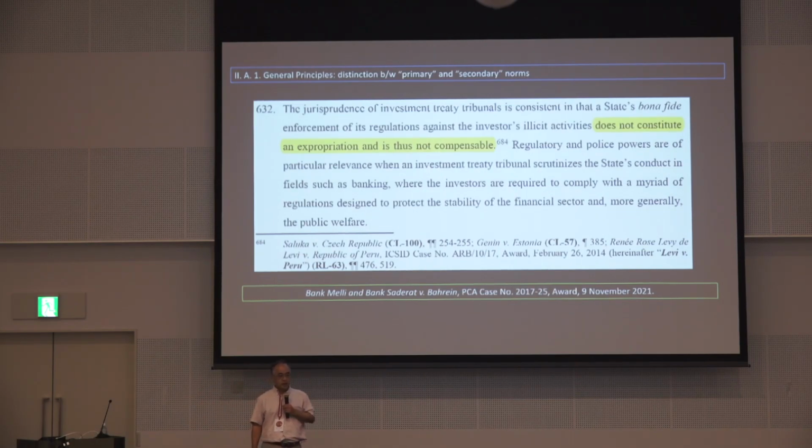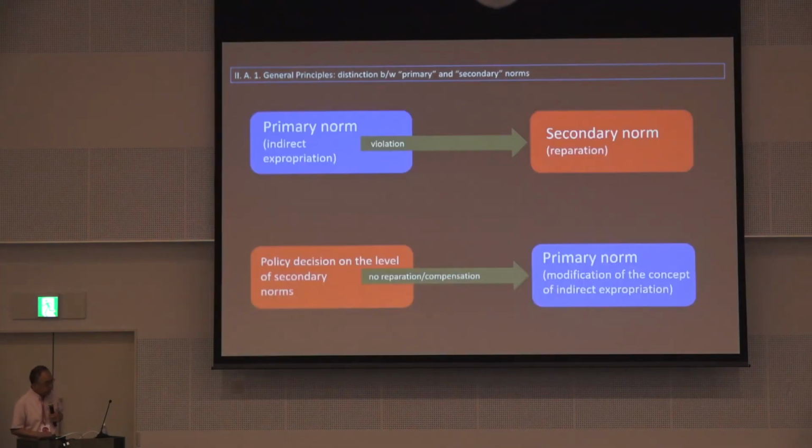Doesn't measure. It's not compensable. Therefore, it's not expropriation. So in theory, the distinction between primary and secondary norms is beautifully done. But in practice, primary and secondary norms are interrelated and not entirely separable.